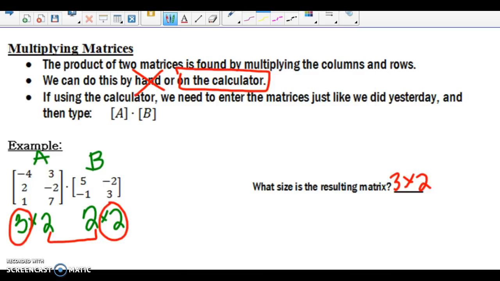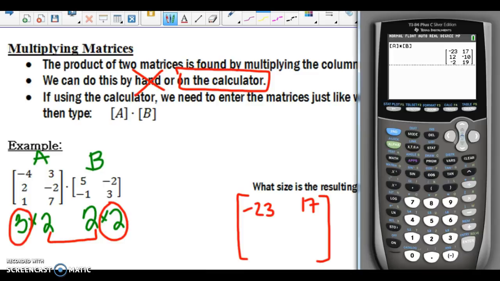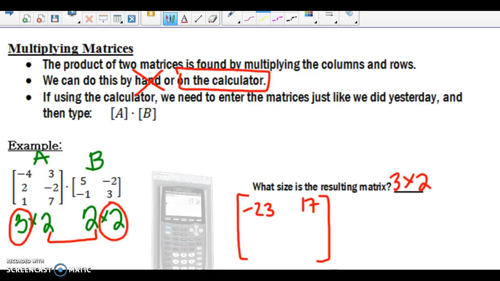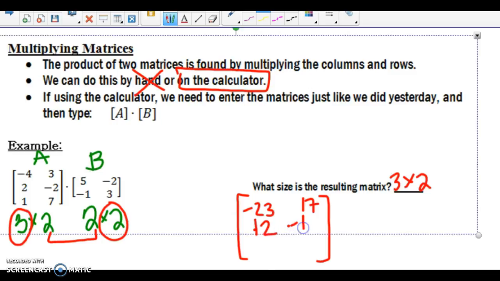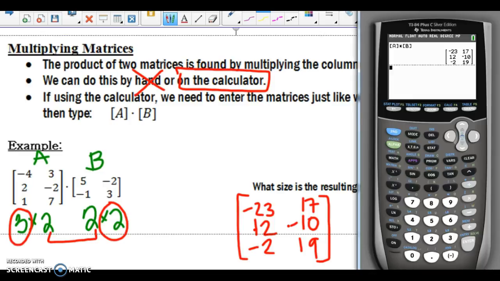-23, 17. So my answer is -23, 17, 12, -10, -2, and 19, I believe. Let's double check. -2 and 19. So that's your answer to multiplication.